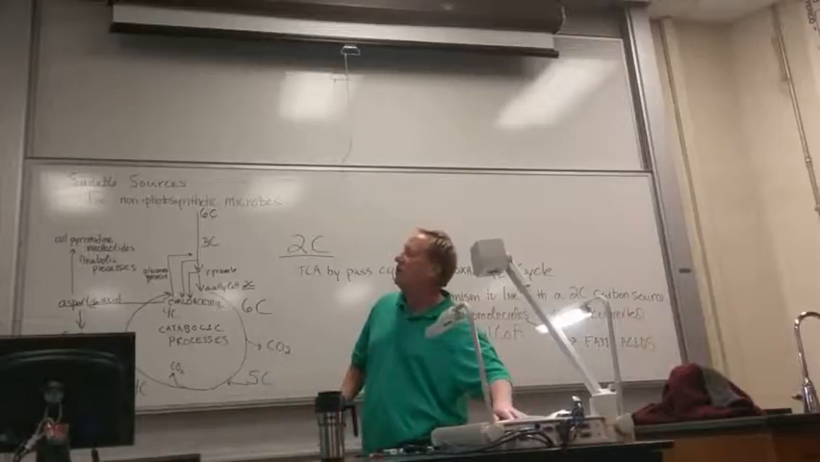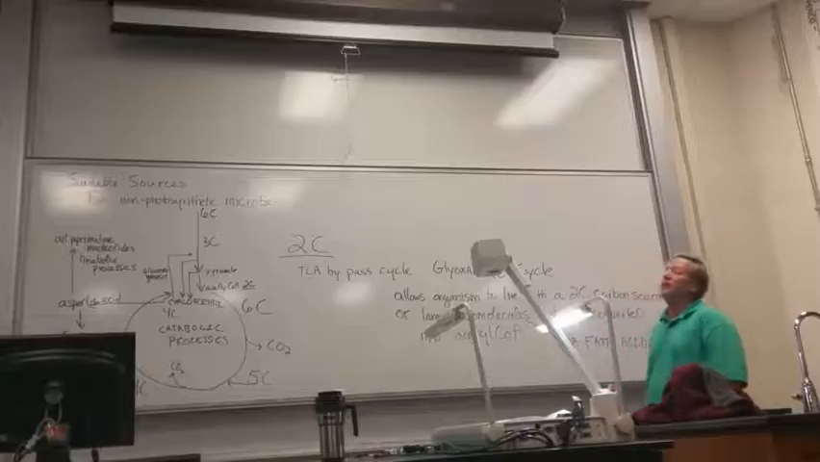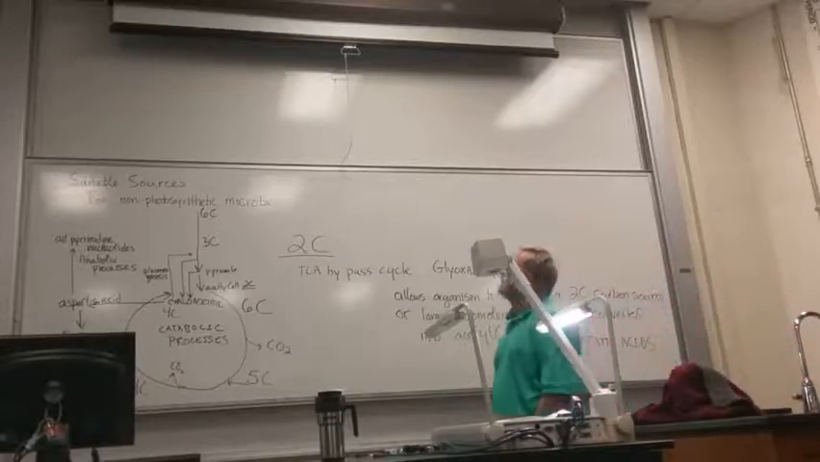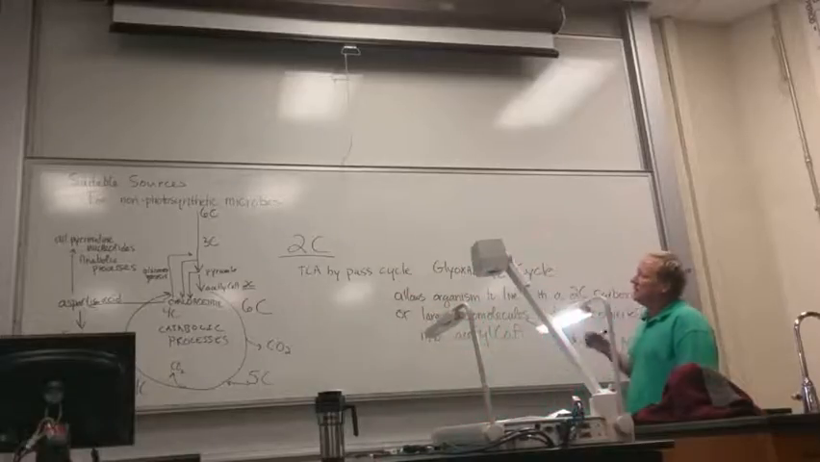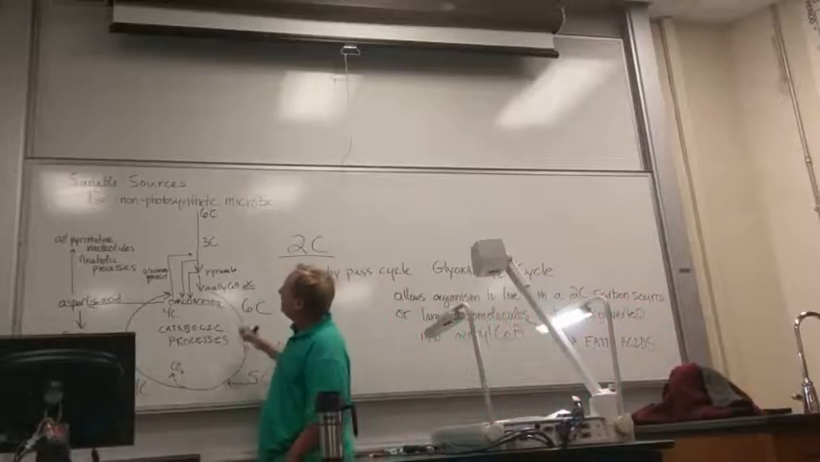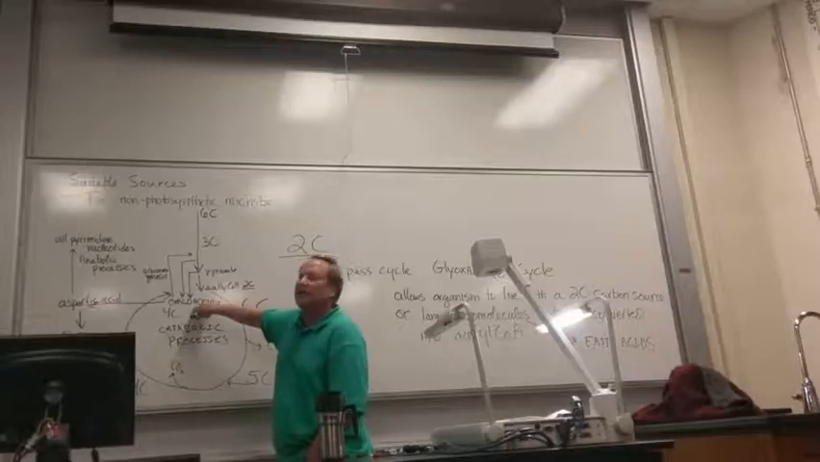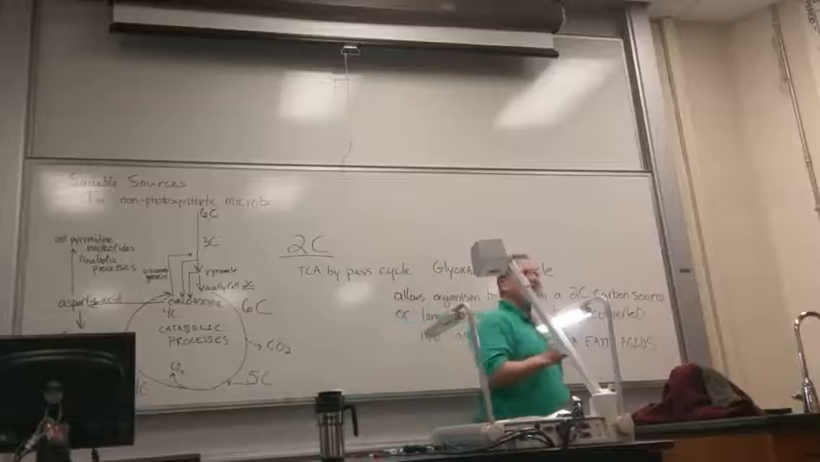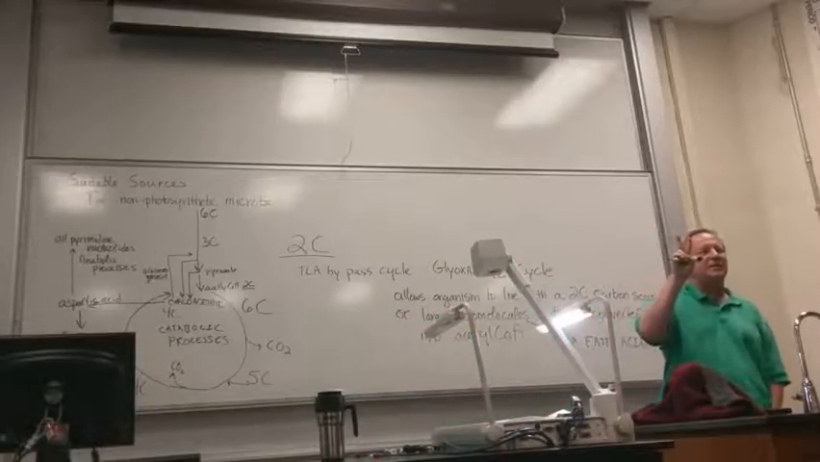I have this up here because some of the reactions that we're going to be talking about are taken from the Krebs cycle, and some of them are unique, all right? And this is going to allow our organism to live on a two-carbon source, and what these bypass cycles do is allow you to use oxaloacetate for catabolism. But when you finish the cycle, you end up with two oxaloacetate molecules.